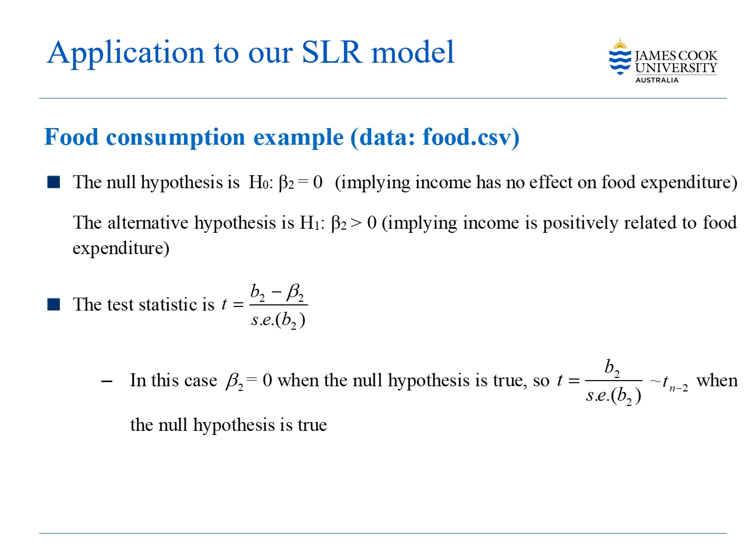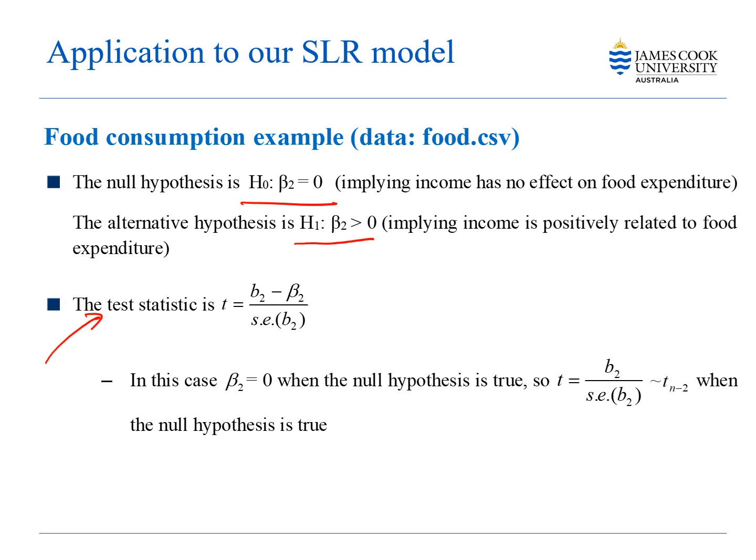All right, let's look at the food consumption expenditure example. The null hypothesis is H0: beta 2 equals 0. This says that income has no effect on food expenditure. The first alternative, H1, is beta 2 positive, which means that income positively affects food expenditure.